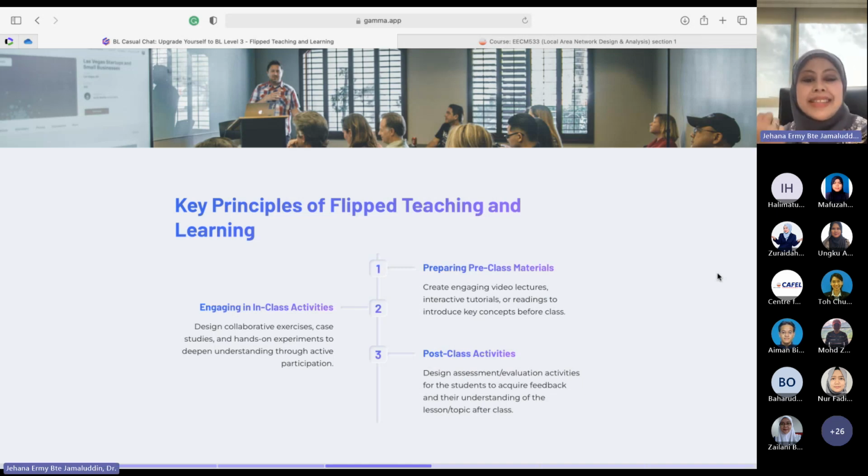Okay. So I just go through everything, 3 steps to it. One will be preparing class materials, and then you're going to engage them in their lecture, doing the activities, and then you're going to be performing some assessment. That is post-class activities. Pre, during, and post, right? So it works that way.